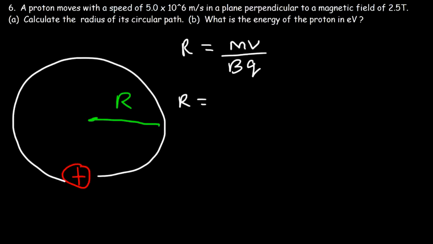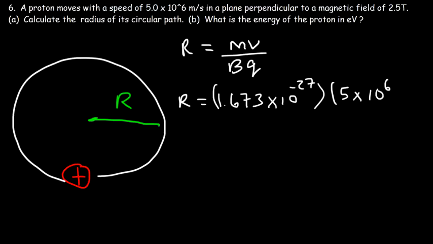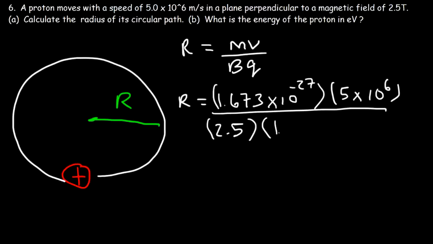So what is the mass of a proton? Now the problem doesn't give it to you, which means you can either look it up online or you can look it up in the reference section of your textbook. The mass of a proton is about 1.673 times 10 to the minus 27 kilograms. The speed, which is given, is 5 times 10 to the 6 meters per second. The strength of the magnetic field is 2.5 Tesla. And the charge of a proton, which is the same as that of an electron but the opposite sign, is 1.6 times 10 to the negative 19 coulombs.